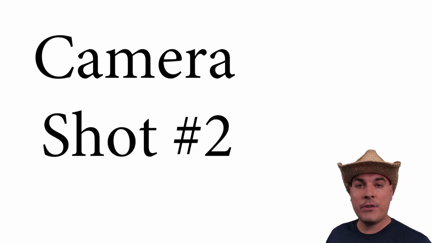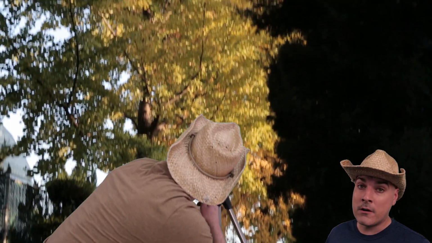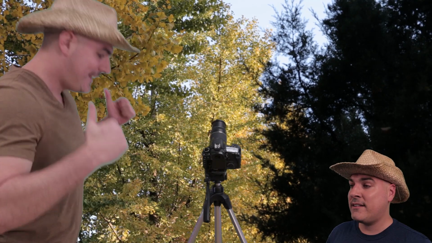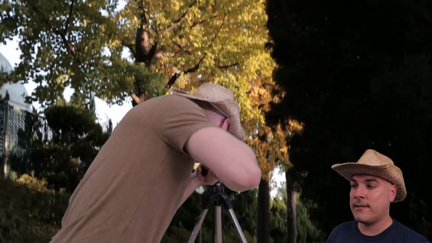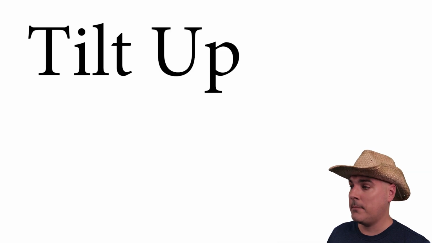Camera shot number 2, the tilt. A tilt is a steady vertical movement that is used often when the camera operator wants to display the vertical significance of an object. There are 2 different types of tilts, tilt up and tilt down.